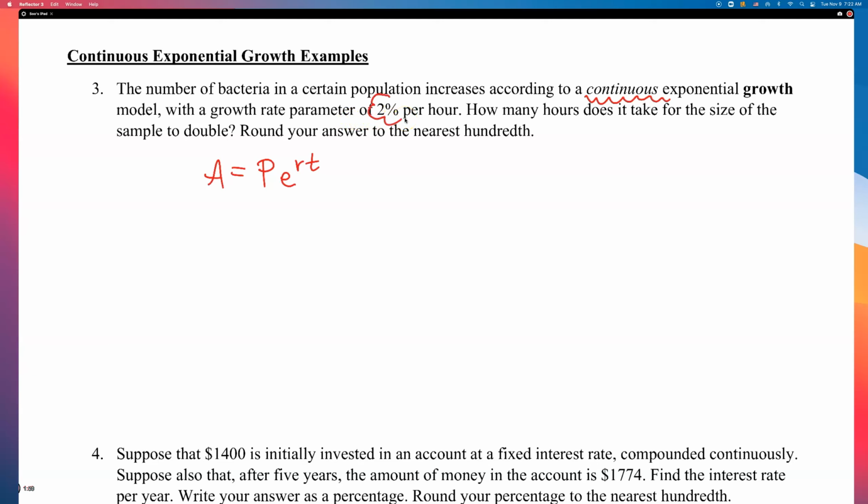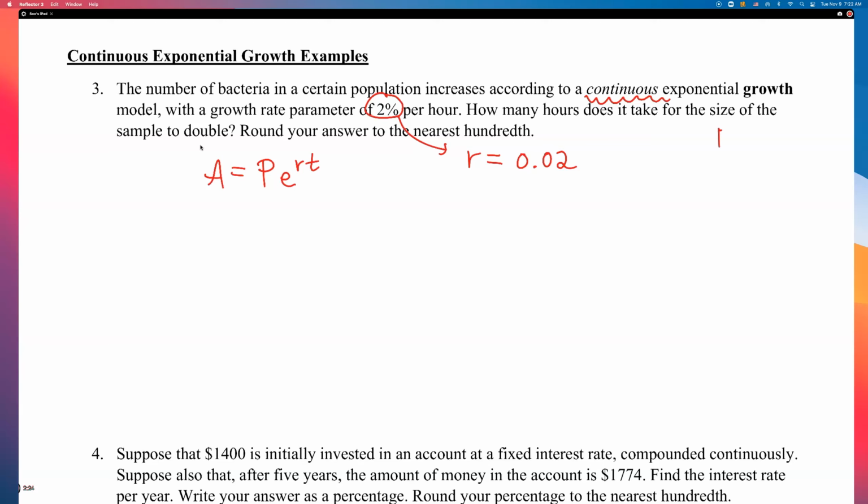What you want to do is convert this 2% into decimal. So R is not 2, but 0.02. Just divide that by 100 to convert it into a decimal. How many hours does it take for the size of the sample to double? After solving this problem, I will give you a formula called doubling time, okay?